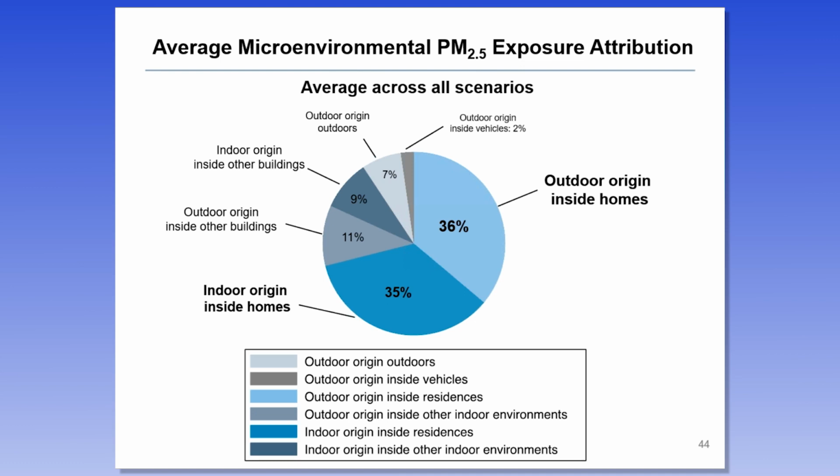And then finally, our average outdoor origin exposure is similar to what we saw earlier. It's just about 7% or so, because we don't spend that much time outdoors, even though when we are outdoors, we're exposed to 100% of the PM2.5 that's out there. And then vehicles, exposure to outdoor PM inside vehicles, makes up the last little portion here.